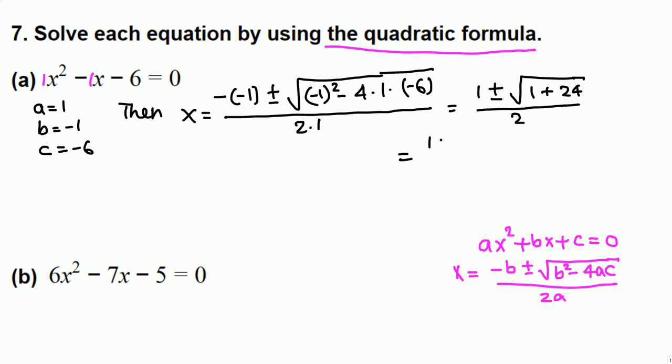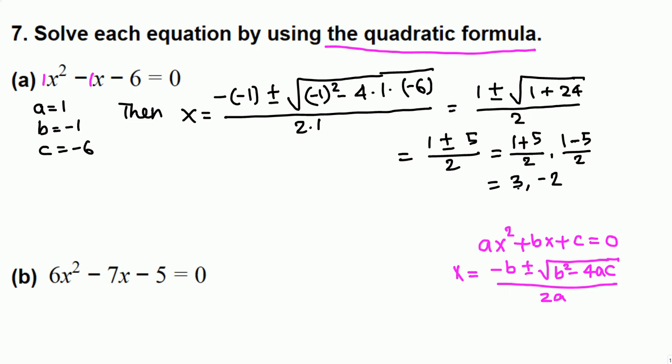Let's simplify further. 1 plus or minus the root of 1 plus 24, that's 25, and root 25 is just 5, over 2. Now to complete this question, we take plus one time and negative the other time, so 1 plus 5 over 2, comma, 1 minus 5 over 2. That is 6 over 2, 3, and negative 4 divided by 2, that's negative 2. So 3 and negative 2 are solutions.